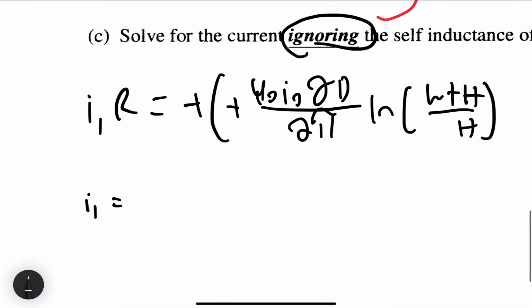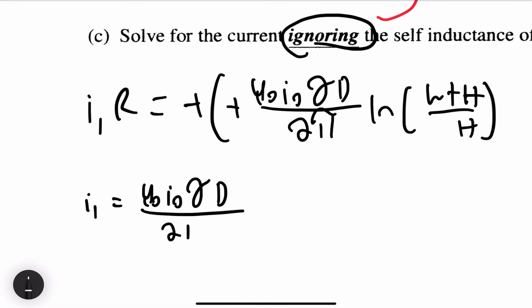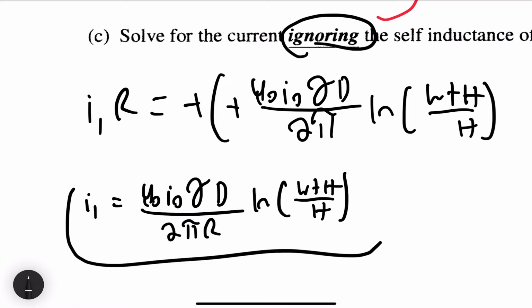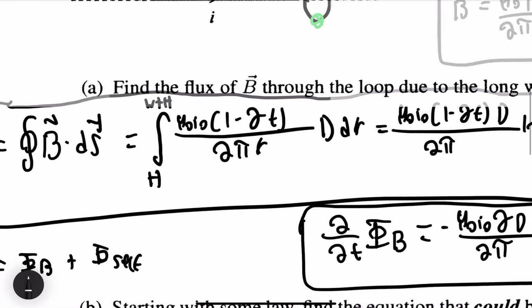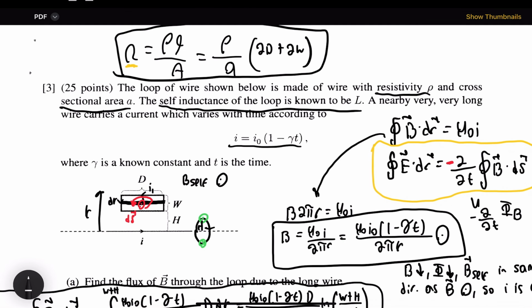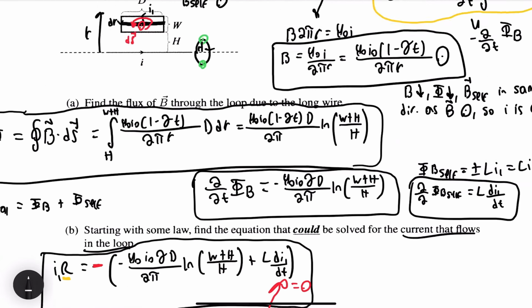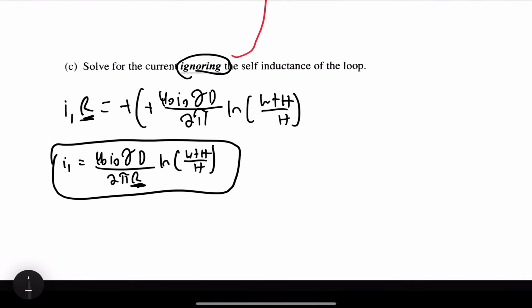So I1 equals mu naught I naught gamma D over 2 pi R ln of (W plus H) over H. And recall that this R is not the radius. This R is the resistance that we determined up here, rho over area times the length. Again, we have 2 D's, 2 W's. So that's the length of the box. So yeah, that's the answer.